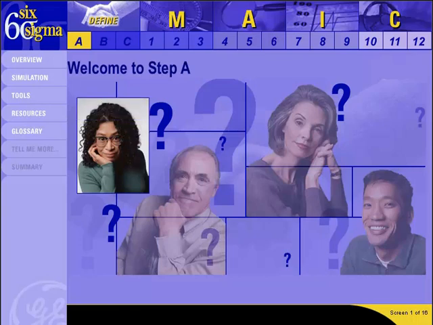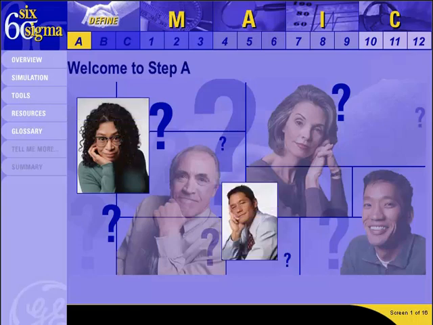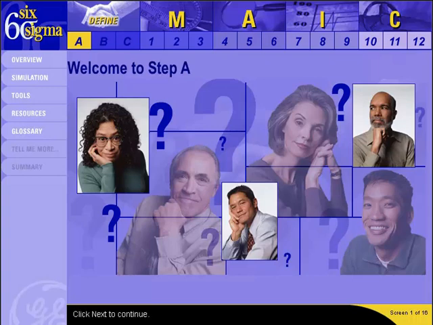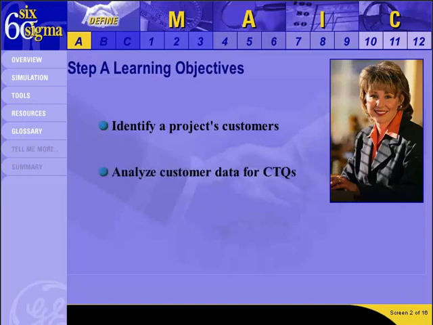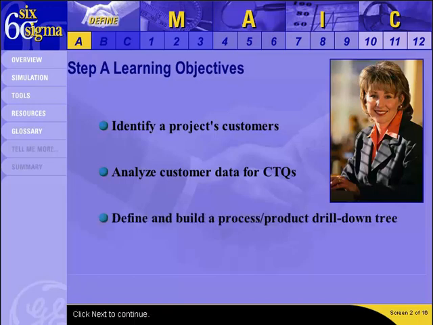We will begin by determining what the customer wants and use it as the foundation for developing the project goals. Click Next to continue. The objectives for Step A are to identify a project's CTQs. In order to figure out what is critical to quality for your customer, we will need to identify the project's customers. Once we know who the customer is, we will analyze customer data to determine project CTQs. Then we will take the CTQs and build a process product drill-down tree to figure out the process that needs attention. Now we are ready to begin.